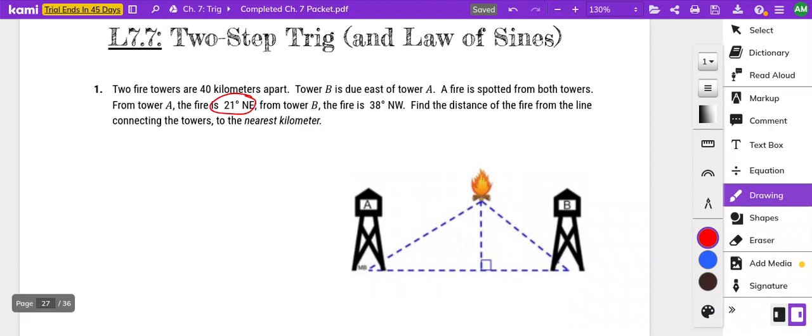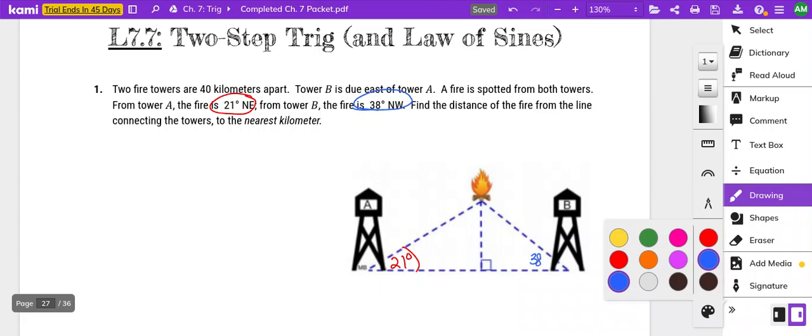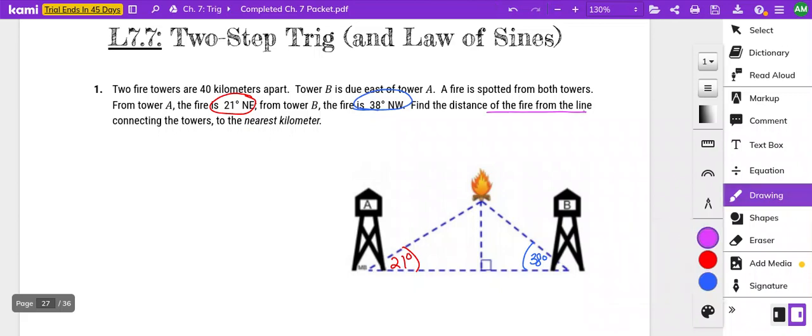So I'm going to put my 21 here as if it's my angle of elevation. Then from Tower B, it tells me that the fire is 38 degrees northwest. Find the distance of the fire from the line connecting the towers. So it's asking us for this side, from the line connecting the towers.